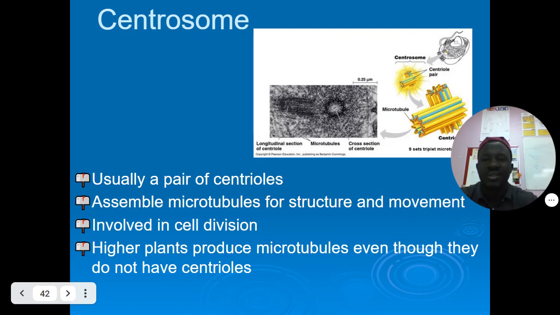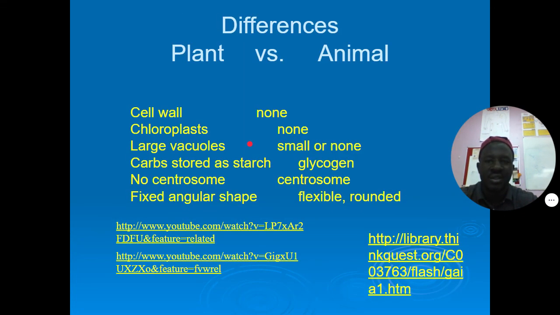So centrosomes, usually a pair of centrioles, assemble microtubules for structure and movement and are involved in cell division, and higher plants produce microtubules even though they do not have centrosomes. So these are the ones, centrosomes from centrioles produce these microtubules that are involved in cell division at all times of the day during cell division.